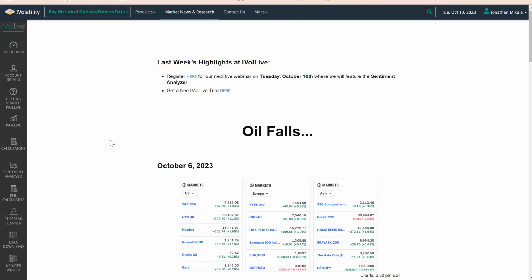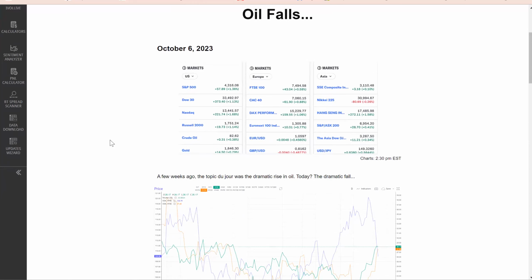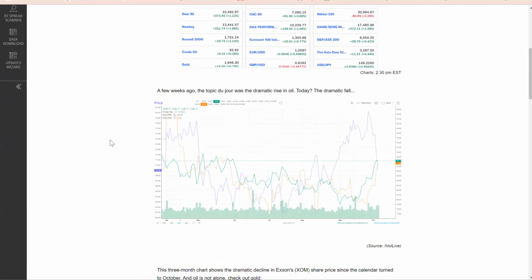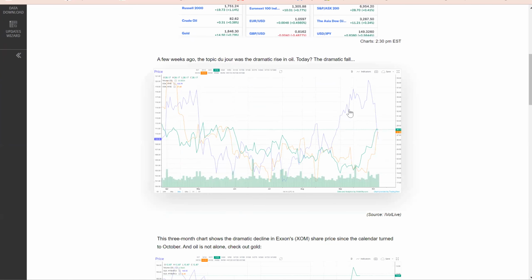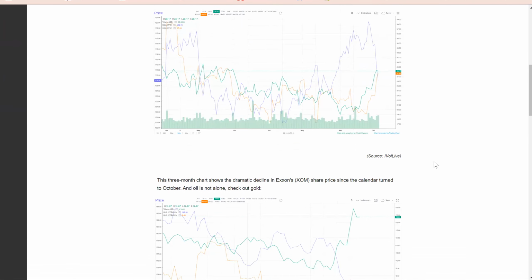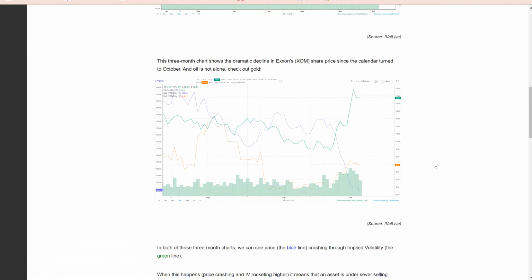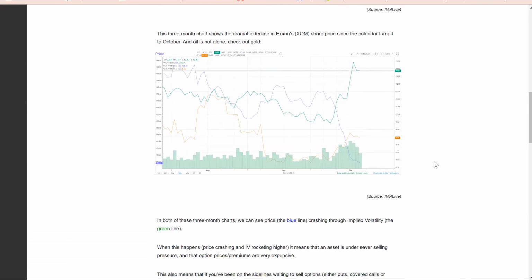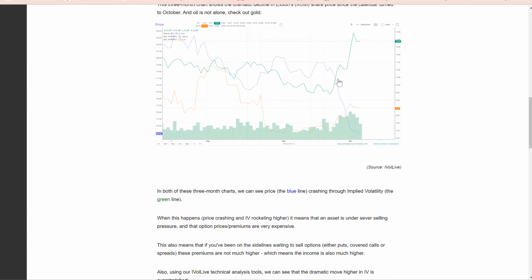In the most recent issue, we covered oil, which is very interesting because oil had gone on this nice march higher, this blue line, and then it had come down. But then over the weekend, with what happened in Israel, we've seen an interesting spike here that we'll cover in today's webinar. So it's a late-breaking tie-in to the editorial piece.